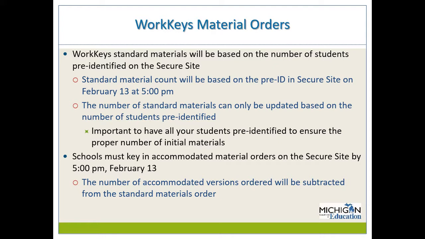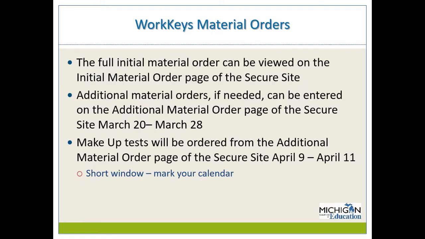It's important to have all of your students pre-identified by 5 p.m. on February 13th to ensure that you have the correct amount of materials for testing. You can view the initial material order that includes both standard and accommodated tests on the initial material order page of the secure site. If needed, you can order additional standard accommodated materials from the additional material order page of the secure site March 20th through March 28th.